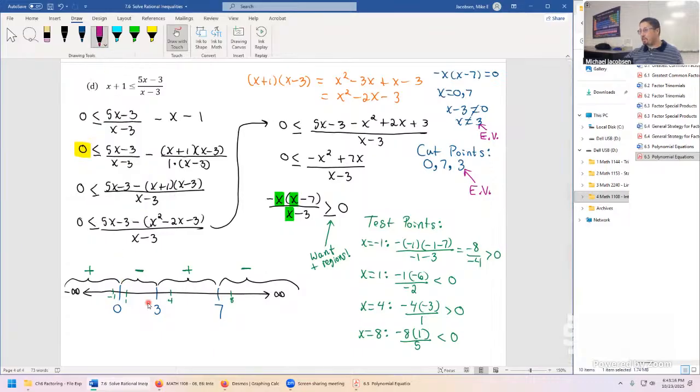So just getting that one out of the way, excluded value means an open circle goes on that one, but 0 is a solution. So we'll put a solid dot here. And same for 7. That one also gets a solid dot. The direction that we shade is in the direction of the positive regions. So we go this way to the left, up to including the 0. We skip this one because of the negative. This one's the next positive region, so we shade from 3 all the way up to 7.